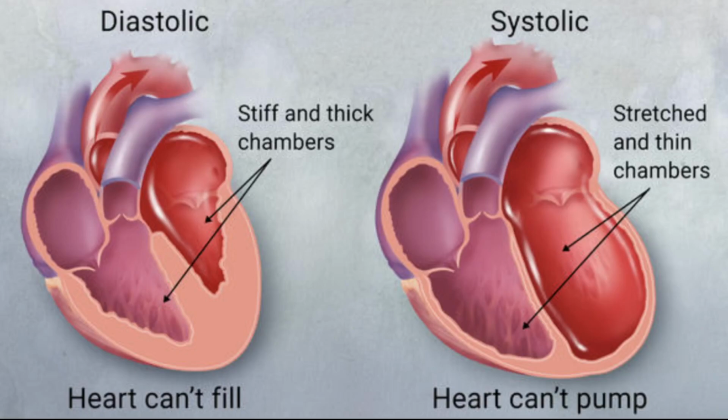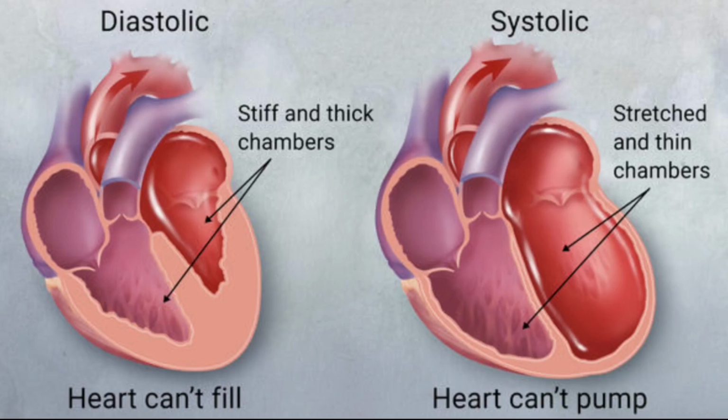The narrowing of these arteries restricts blood flow to the heart, depriving it of oxygen and nutrients. Over time, the reduced blood flow can lead to damage or death of heart muscle cells. This damage weakens the heart's ability to pump effectively, resulting in heart failure. 2. Hypertension. Prolonged high blood pressure can strain the heart and eventually weaken its pumping ability, contributing to heart failure.